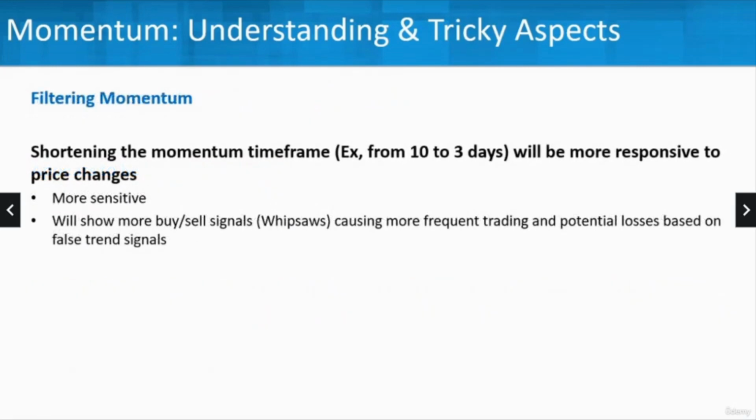Now, there are ways to adjust momentum or filter momentum too. If you shorten the momentum time frame, like we used an example of 10 days, but let's say you shorten that to real short, like 3 days, you'll be more responsive to price changes. It's going to be the more recent prices, right? It's only a 3-day look back as opposed to a 10-day. Again, it's only looking at that specific day. That's what momentum is versus a moving average. But the idea is it'll be more sensitive to those price changes.